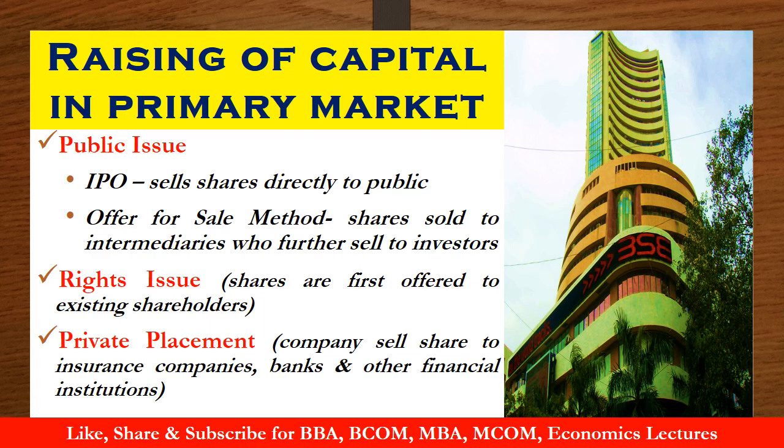And the third one is private placement. The private placement of shares means that the company sells its shares to a small group of investors. It can sell to the banks, to the insurance companies, or some other kind of financial institution. So this is an economical and quick method of selling the securities. The company does not sell its shares to the public in case of private placement. So these are the three basic methods through which capital is raised in the primary market.